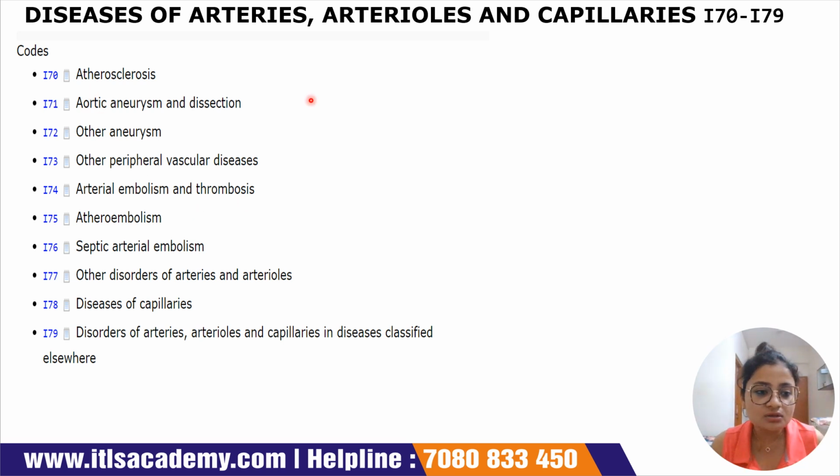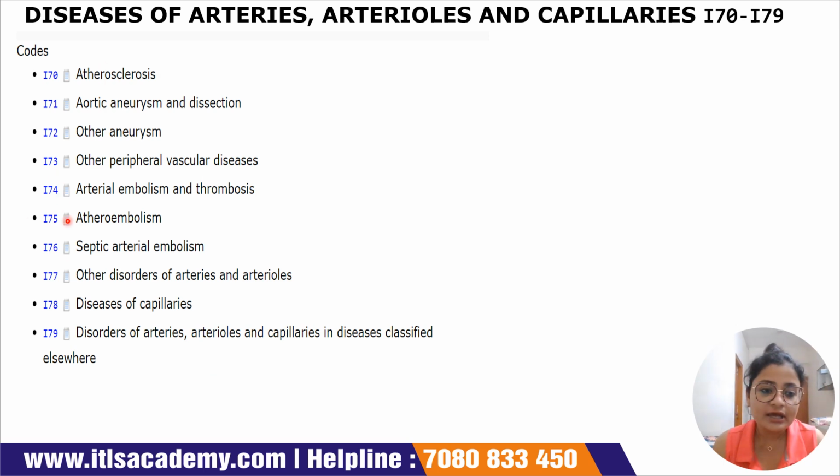Okay, so let's see what the codes are. I70 will stand for atherosclerosis. I71 stands for aortic aneurysm and dissection. I72 for other aneurysm. I73 for other peripheral vascular diseases. I74 for arterial embolism and thrombosis. I75 for atheroembolism. I76 for septic arterial embolism. I77 for other disorders of arteries and arterioles. I78 for diseases of capillaries. I79 for disorders of arterioles, arteries and capillaries in diseases classified elsewhere.